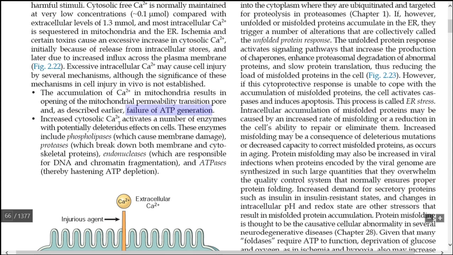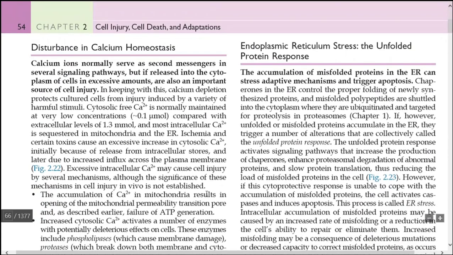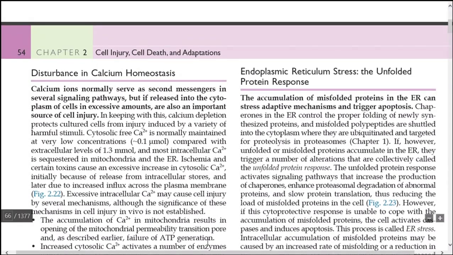Increased cytosolic calcium will activate enzymes such as phospholipases, which cause membrane damage, proteases, which break down both membrane and cytoskeletal proteins, endonucleases, responsible for DNA and chromatin damage, and ATPases, which lead to ATP depletion. Next, let's see about endoplasmic reticulum stress.